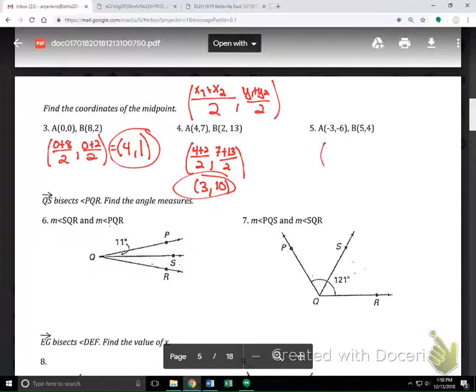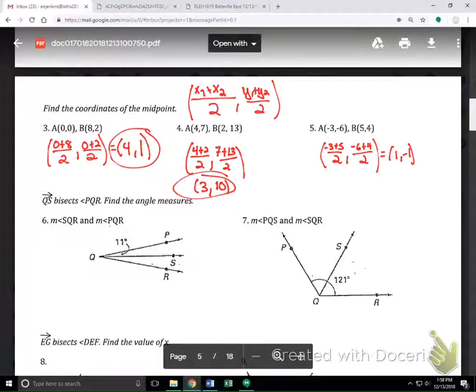And our last one of this type, negative 3 plus 5 divided by 2. Negative 6 plus 4 divided by 2. So negative 3 plus 5 is a positive 2 divided by 2 is 1. Negative 6 plus 4 is a negative 2. Negative 2 divided by 2 is negative 1.